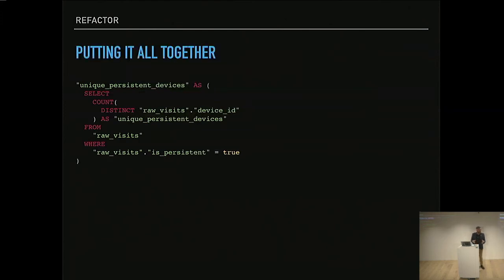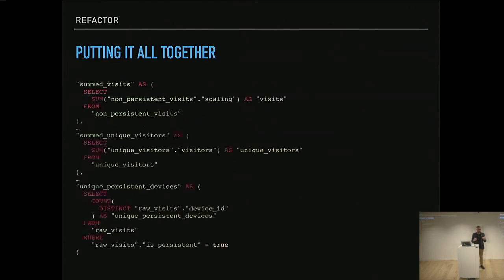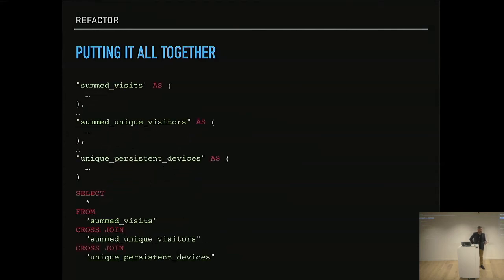Putting all that together, we take those 3 summary with statements. We had the summed visits in the first example, the summed unique visits in the second example, and then in the last example, the unique persistent devices. All we need to do is cross-join those. The problem before is you've got three separate data sets, but we want to return one result. In this case, a cross-join actually works because each of those 3 is just returning one result. So the cross-join will return one result with the 3 sets of data.